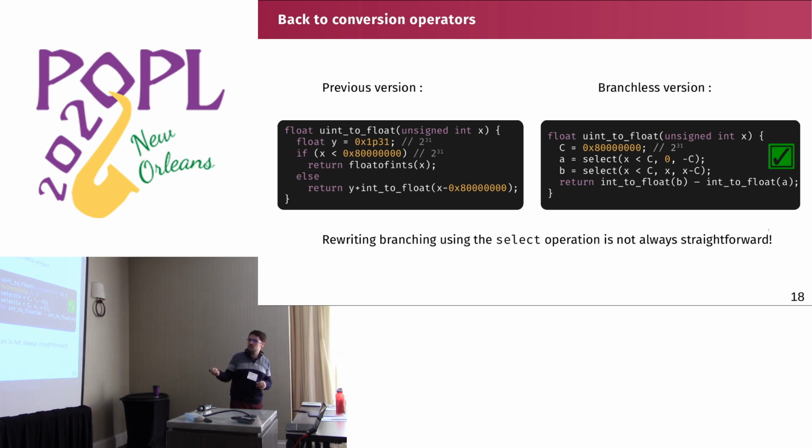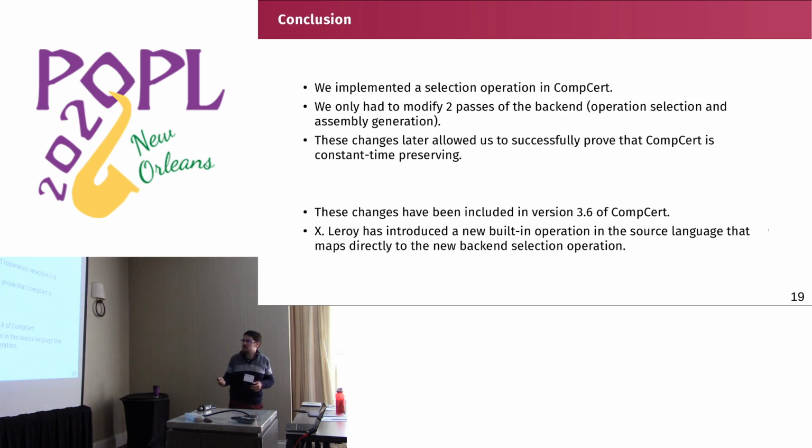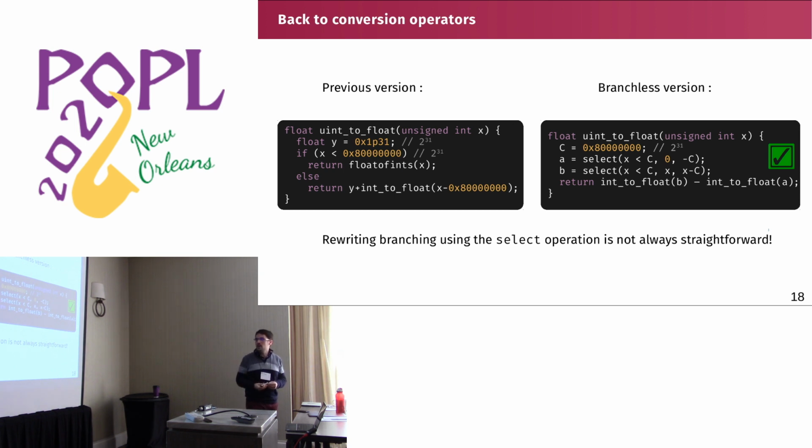Here we are performing two select operations before any kind of conversion. We are selecting from the value 0 and minus c, which is this constant, and x minus c. All these values will always be in the correct definition interval with respect to the condition of the selection, and we will then convert these values to float, and perform the subtraction between these two values, and well, this is a correct implementation for our unsigned int to float operation, and it is actually the most efficient one we have come up with.